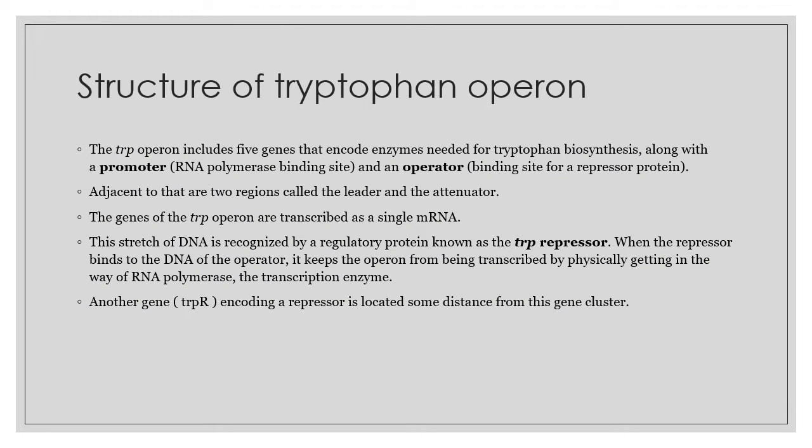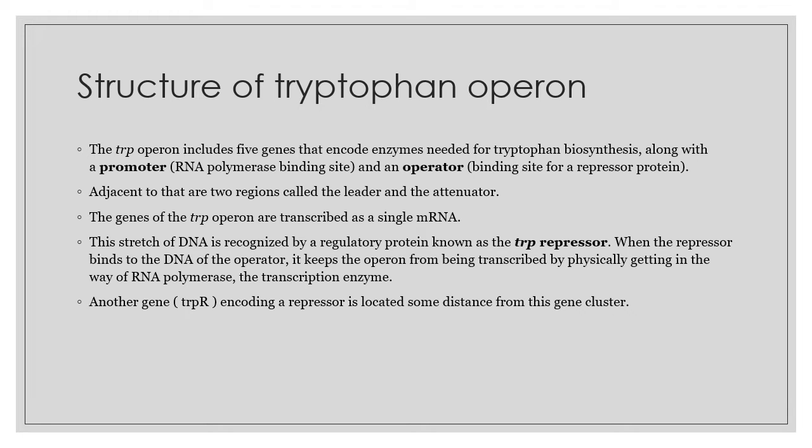The TRP operon includes 5 genes that encode the enzymes needed for tryptophan biosynthesis along with the promoter to which the RNA polymerase binds and an operator which is the binding site for the repressor protein. Adjacent to that are the 2 regions called the leader and the attenuator.